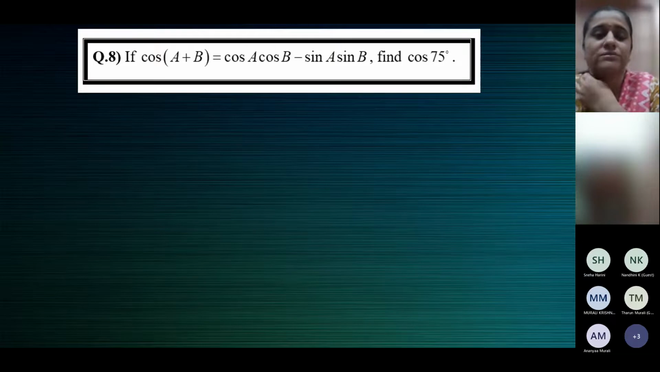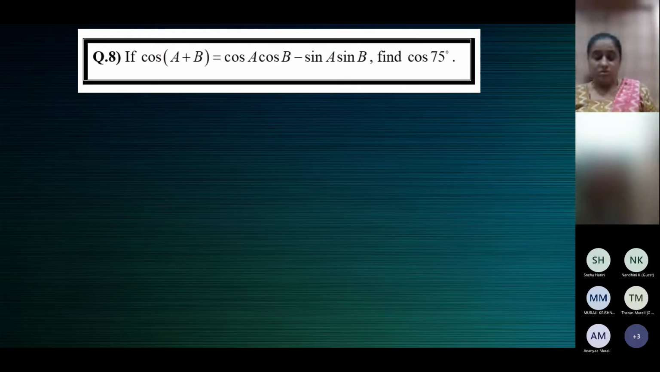Please communicate. Tell me the values of A and B to find cos 75 degrees. What should be the value of A? What should be the value of B?